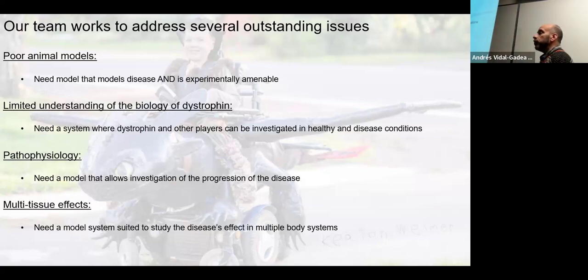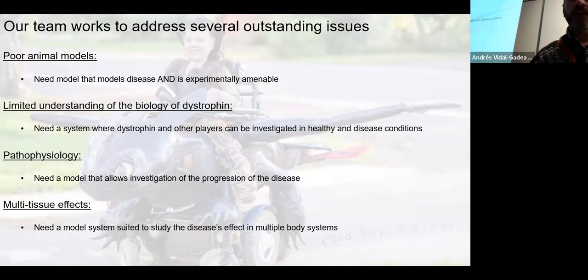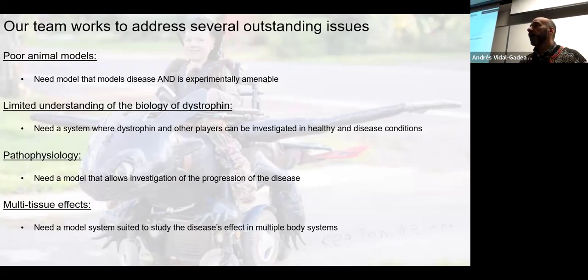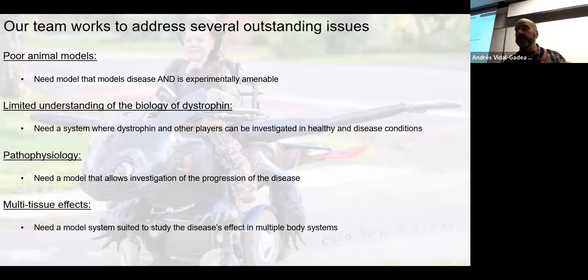We also need to look at other tissues. Most of the research is on striated muscles and not really on smooth muscles, for example. There is not much on the neuronal side of things as well. So a lot of work needs to be done. And these are things that our lab is currently working on.